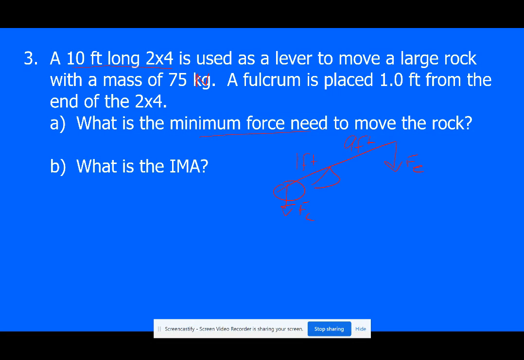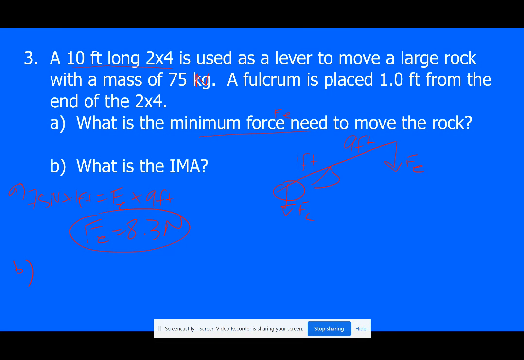What's the force needed to move the rock? So we're solving for the effort force. So the load force being 75 newtons, FL times DL, 1 foot, is equal to FE, that's what we're trying to find, times the effort distance. So we go 75 times 1 divided by 9, 8.3 newtons is the answer. That's for part A.